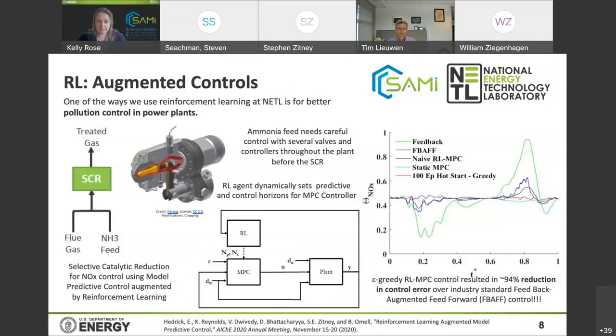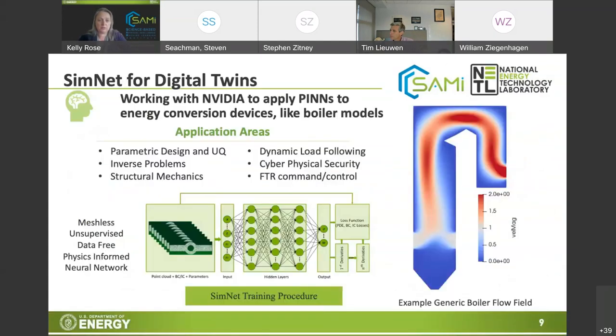Reinforcement learning is one technique, an artificial intelligence machine learning technique, being used by teams at NETL to improve augmented controls, to reduce pollution in power plants associated with the FECM sector. Specifically, looking at those emission sources and using reinforcement learning to understand how to reduce control errors and thereby reduce the pollution associated with these systems.